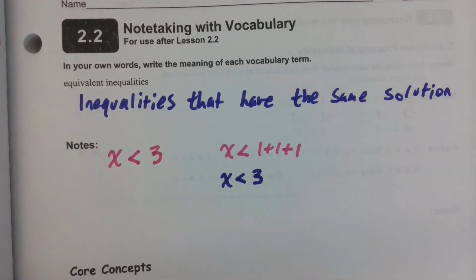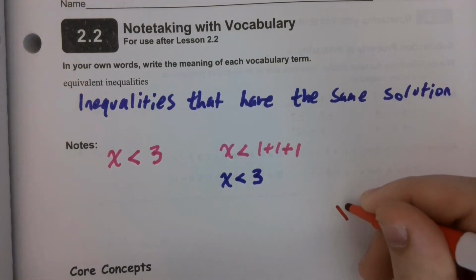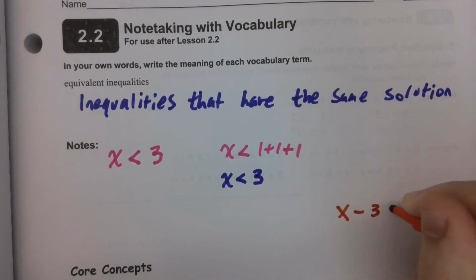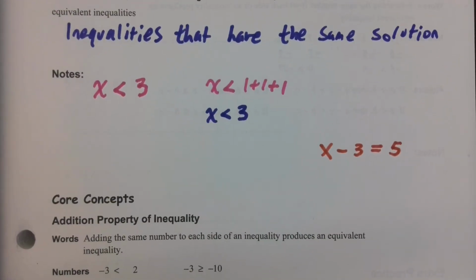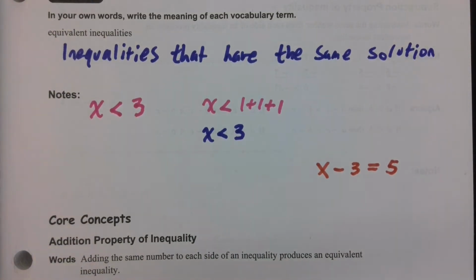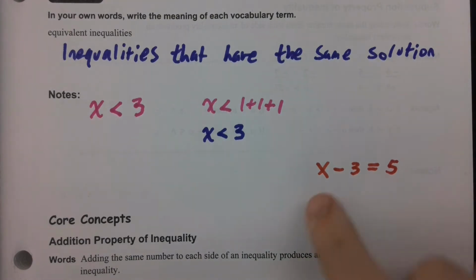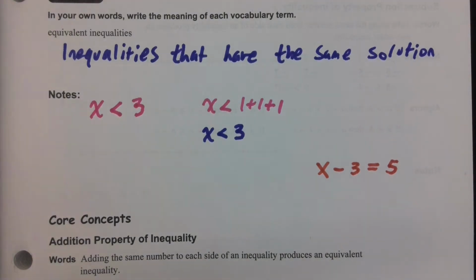You may recall something that we did in Unit 1 seeming pretty similar to this. The difference was, back in Unit 1, we had equations that looked like this: x minus 3 is equal to 5, for instance. And we wanted to produce an equivalent equation where x is by itself. Well, it turns out the goal is the exact same for this unit. We want to produce an equivalent inequality where x is by itself.